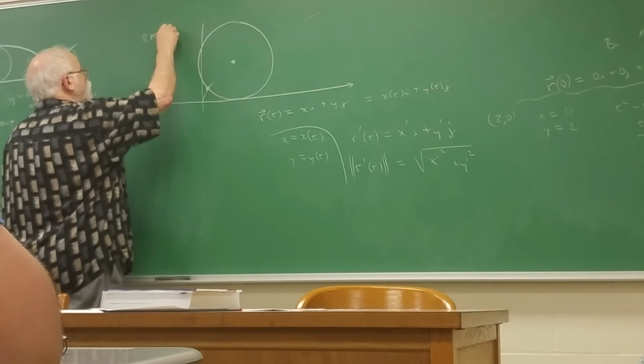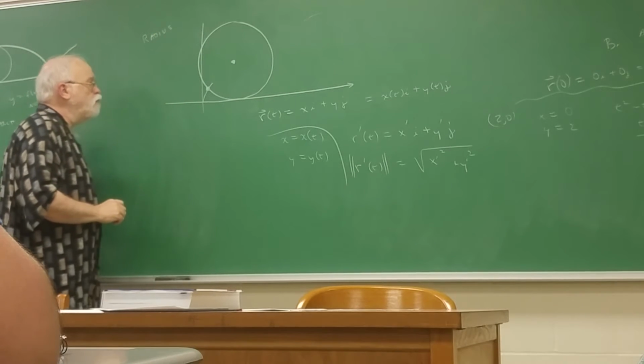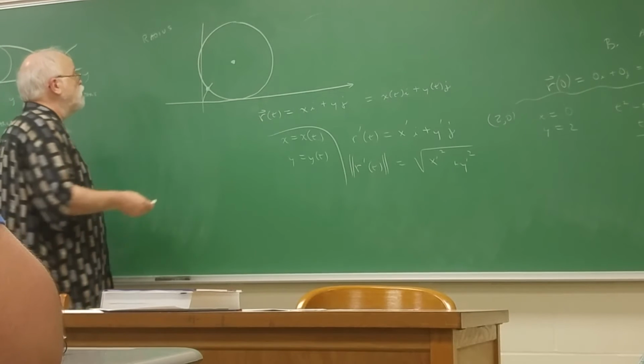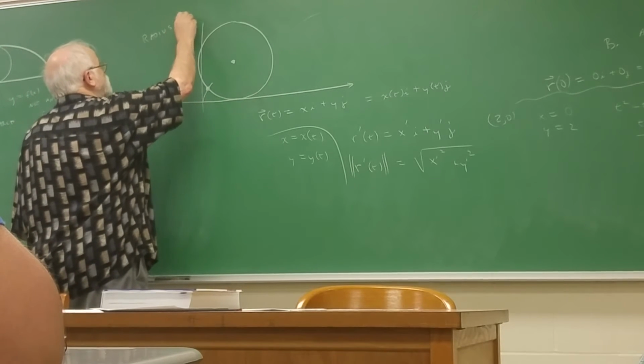Now, I don't like to use R for radius. I think I've mentioned that before, but R is used as a polar coordinate variable too much. The radius is going to be A.